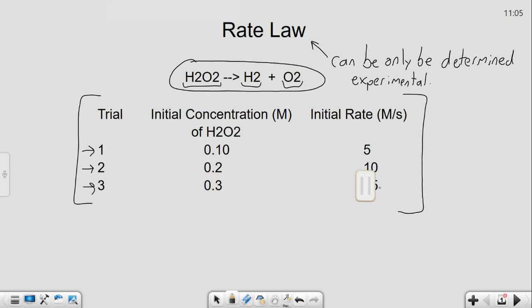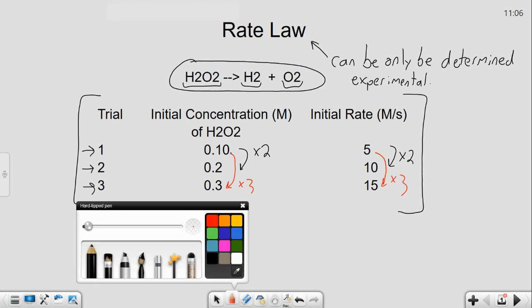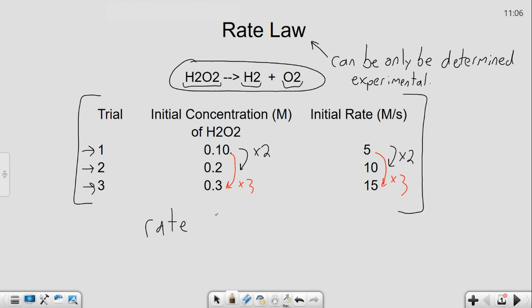Cool. So what do we notice? The rate. What happens when I double the concentration? If I go from 0.1 to 0.2, so if I double my concentration, my rate goes from 5 to 10. My rate doubles. Let's use a different color for this one. If I triple my concentration, I go from 5 to... oh, look at that. I triple it. They're exactly proportional in this case.